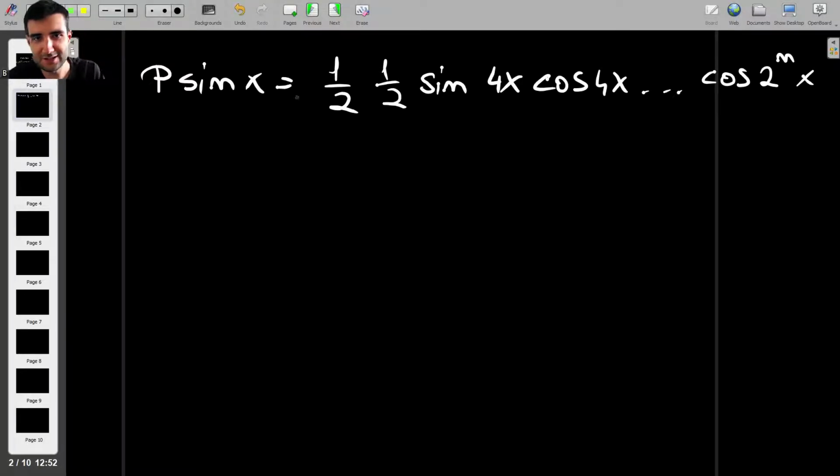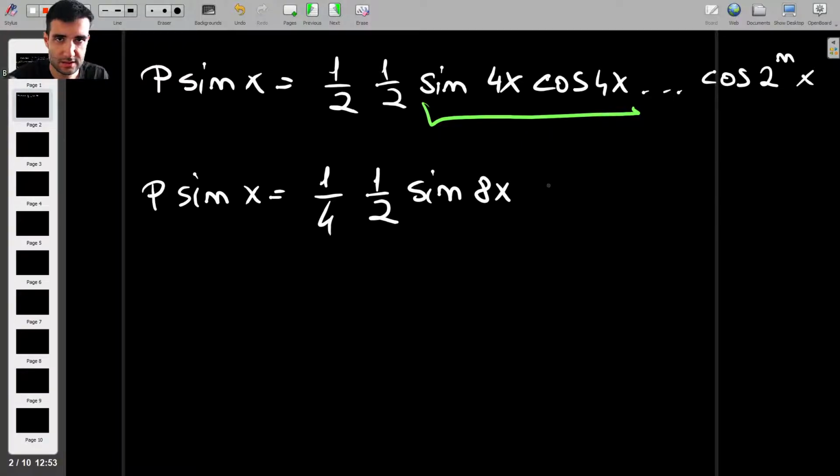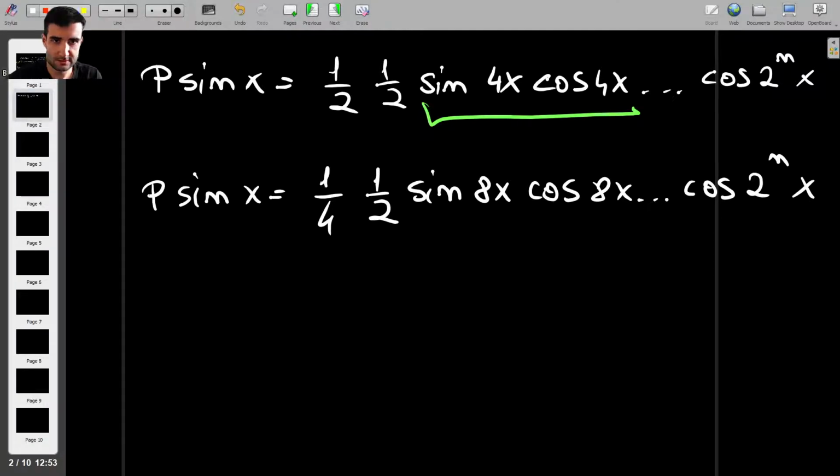Okay, and once again we have this. So I'll do it one more time, but then we will look at what the pattern is. So this is p sine x equals 1 over, so this is going to be 1 over 4 times again 1 over 2 sine of 8x, and the next term in the cosine sequence is cosine of 8x, all the way to cosine of 2 to the power nx. Okay, now this here is just 1 over 8.